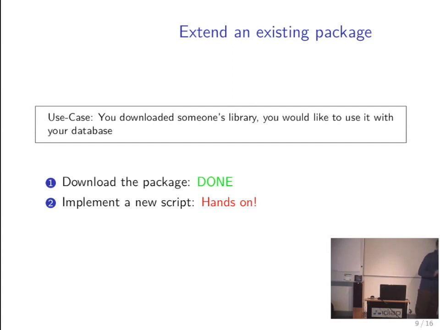Now let's suppose you want to extend it. So suppose, for example, I have published some revolutionary way to do something, and you would like to test that on your database. How easy can that be? So basically, what you're going to want to do at this point is to download this person's package and then implement a new script that uses your database instead of that person's database, but executes the same algorithm on your data, right? And you can see then how good it is on your data.